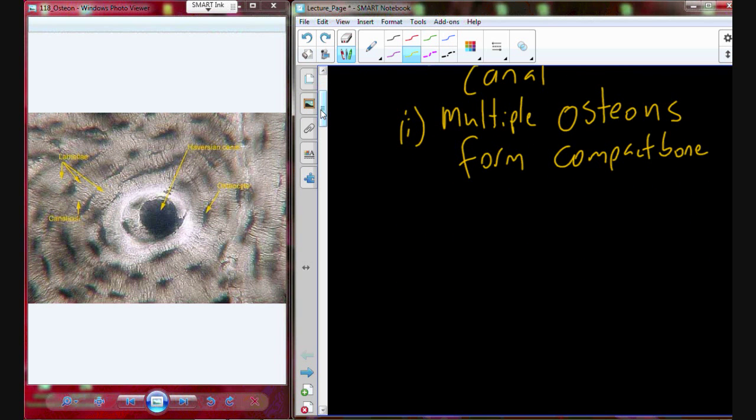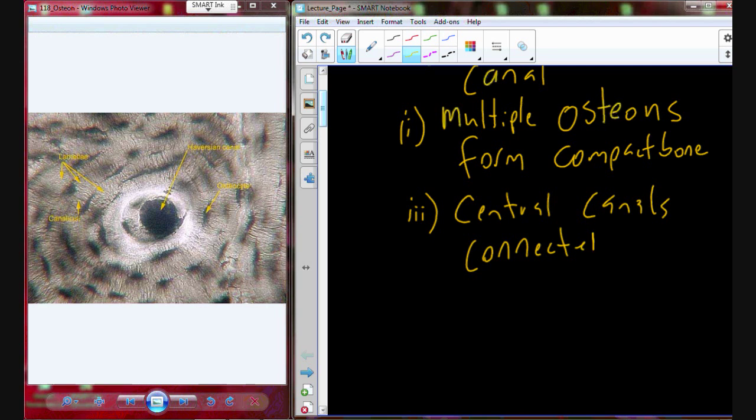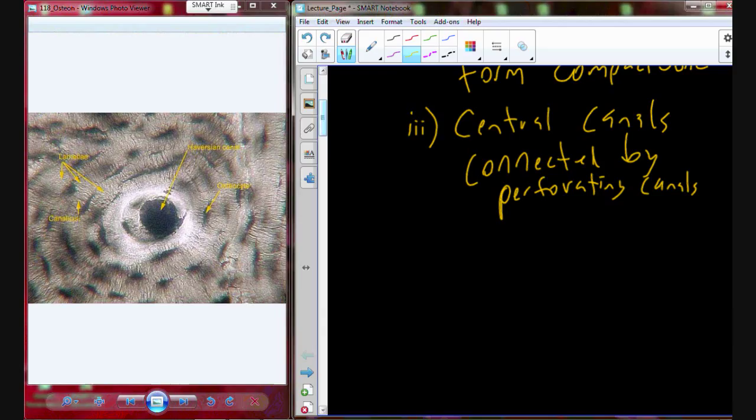Now, the central canal is basically an avenue or a conduit for nerves and blood supply. So you'd have a nutrient foramen that brings in the vessel, and then the vessels distribute through the central canals to a variety of different locations. Then smaller capillaries permeate into the surrounding tissue to interact with the individual cells. The central canals are connected by perforating canals, to allow that blood supply into the bone tissue itself, or into the extracellular matrix.